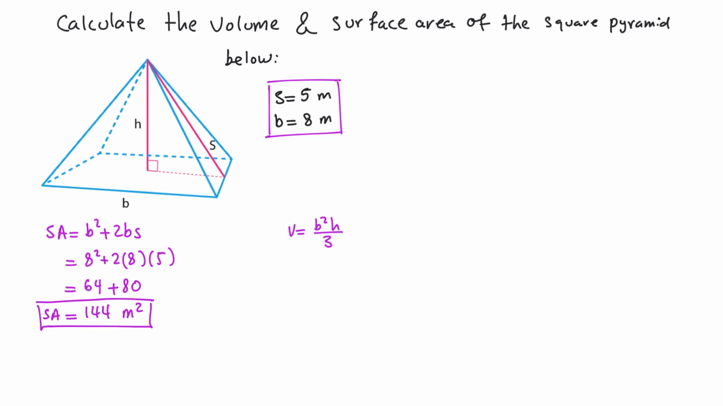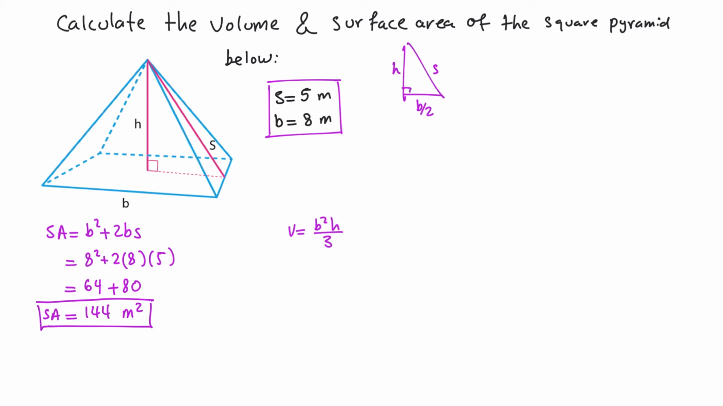For the volume, we need the base value, or the length of the square side, which we have as 8, but we don't have the height. So we have to calculate the height. We have slant height, and we have b, and we have a right angle triangle. So let's do the same steps we did last time. B over 2, S, and H.